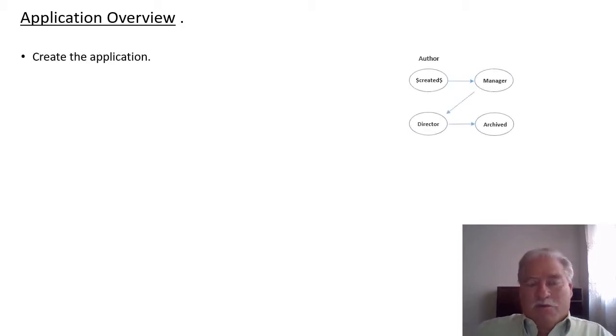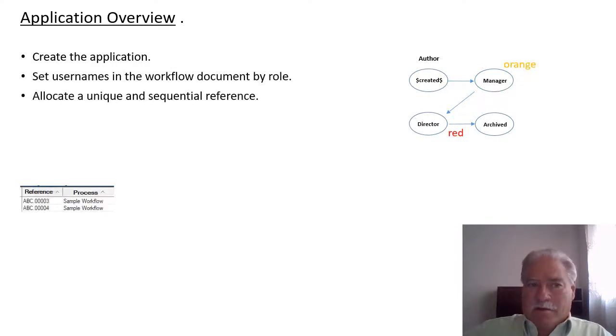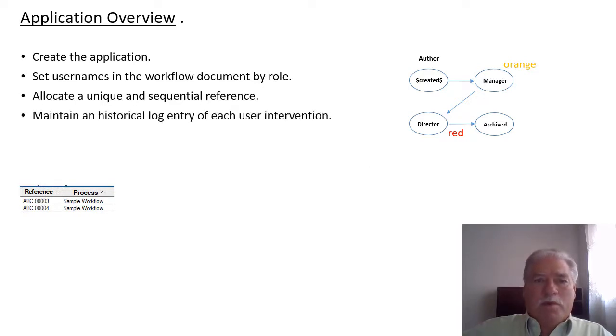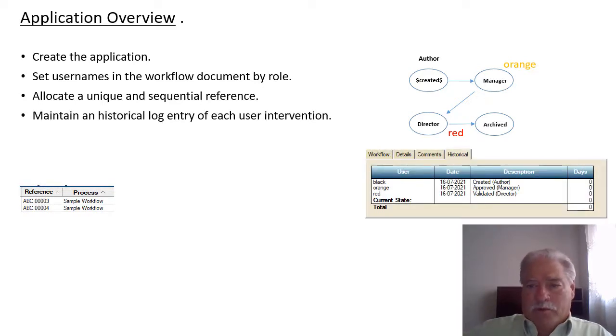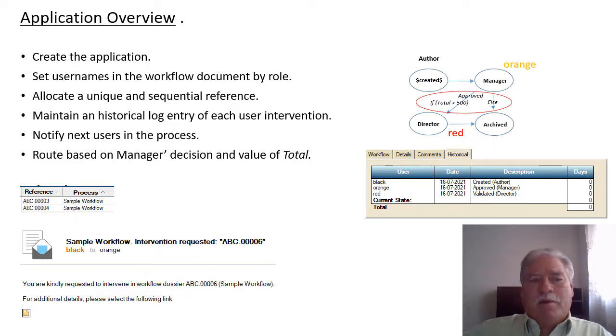So here we'll be creating the application from scratch, assigning usernames, unique and sequential references to each workflow document. We'll be updating an historical log, as you see in the example there, notifying the next users in the process when it's their turn to intervene, and lastly, routing a document based on a value in the document.